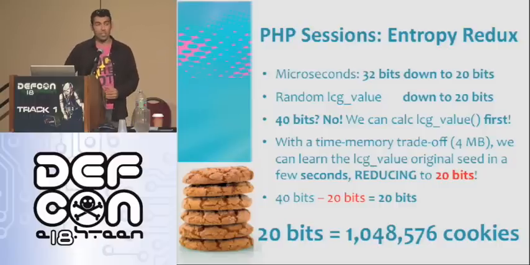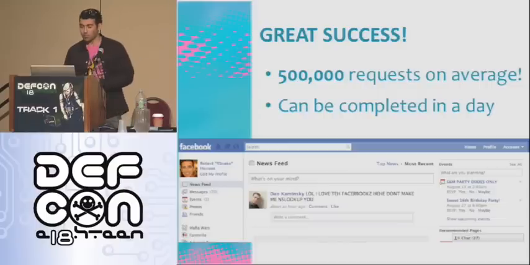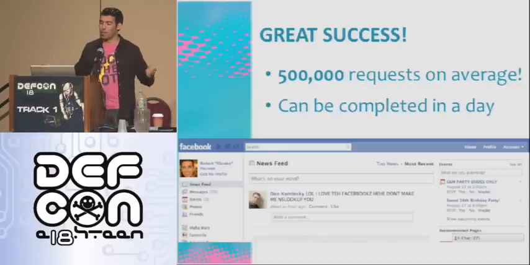That's a million cookies. On average, we'll be able to log in as him with 500,000 requests, which we can easily do in a day. 500,000. So I've done it. I've become RSnake.